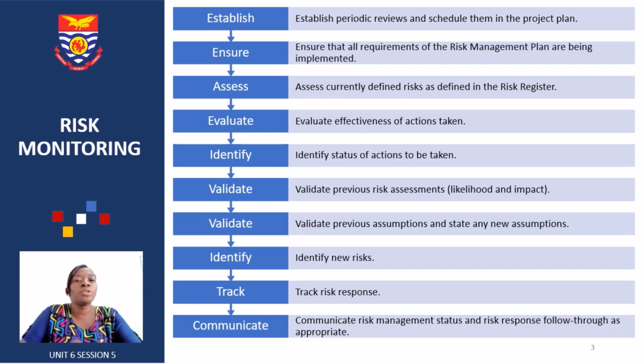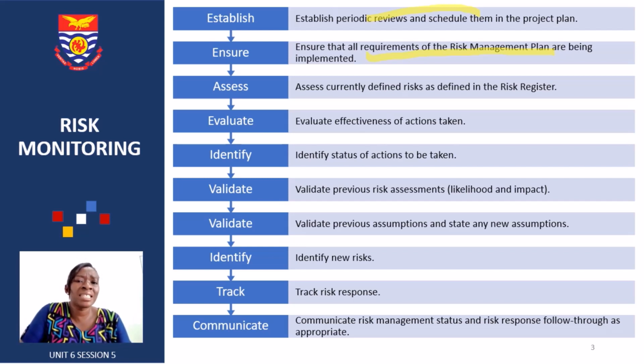The first one is for you to establish periodic reviews and schedule them in the plan. There should be periodic reviews, whether monthly, quarterly, yearly, fortnightly, weekly or even daily. It depends on how severe the risk is, or the probability of it happening. Things that are prone to day-to-day issues may be reviewed daily or weekly. Then you need to ensure that all the requirements of the risk plan are actually being implemented. It goes beyond just setting it up. We need to implement it as well.